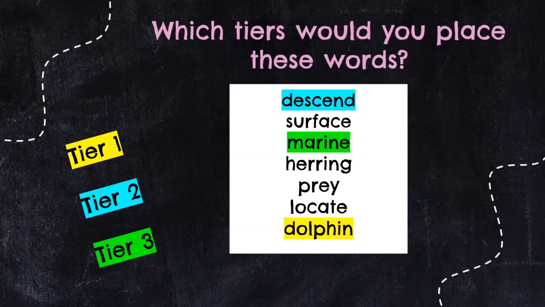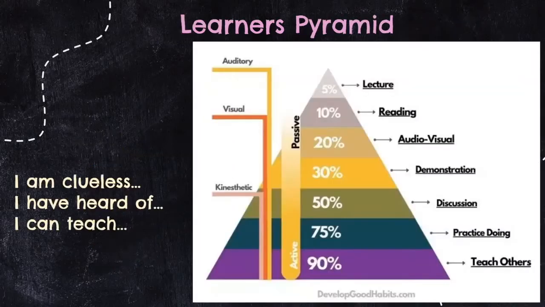So this is a good way for you to look through your vocabulary words and determine which words are most important to teach explicitly, which is going to help drive your instruction in terms of vocabulary. When we look at the learner's pyramid, as you can see, that 90%, the very active stage of learning, is when you teach others. That's why it's really important to use activities like Teach, Heard, and Clueless. We want our students to have an opportunity to share with each other and share the knowledge they have. That is a very active form of learning. If we go to the very top, that lecture, that 5%, all you do is listening.